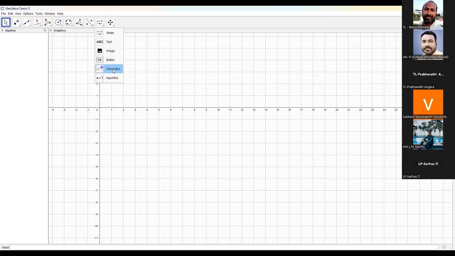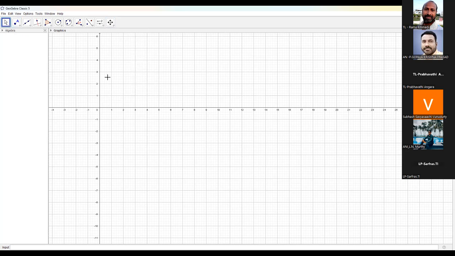This is for the OK button, and there's a small checkbox, input box. And the last one, you can easily zoom in and zoom out. And if you want to show or hide an object, or if you want to show the label, then you can also use this.